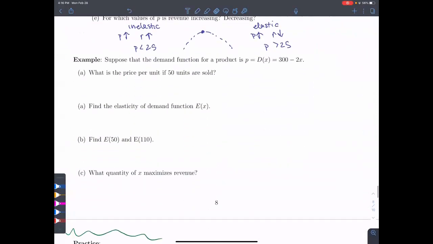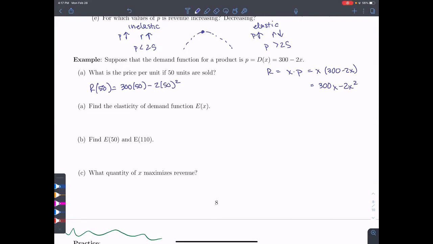Suppose the demand function for a product is given by this. What's the price per unit if 50 units are sold? Revenue is X times P. So we would be looking at X times 300 minus 2X, so 300X minus 2X squared. Revenue at 50 units is 300 times 50 minus 2 times 50 squared.